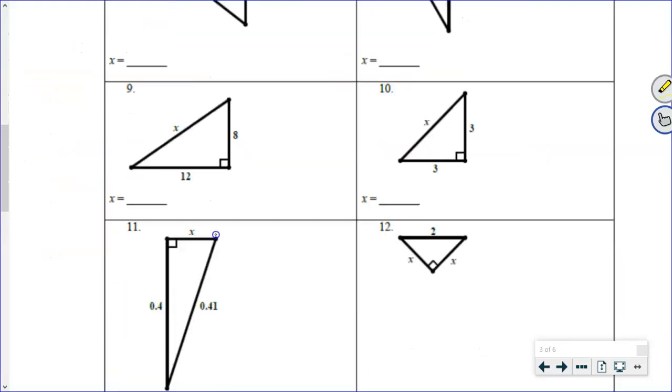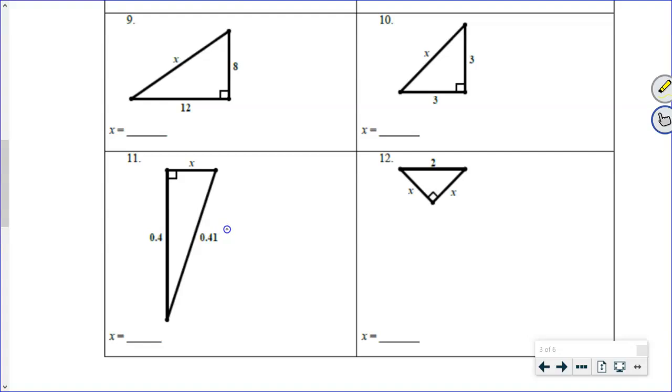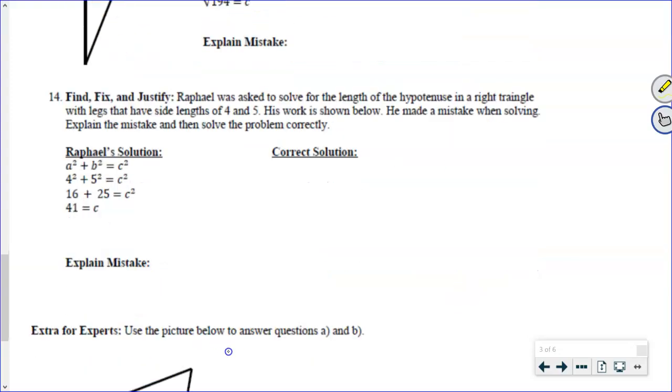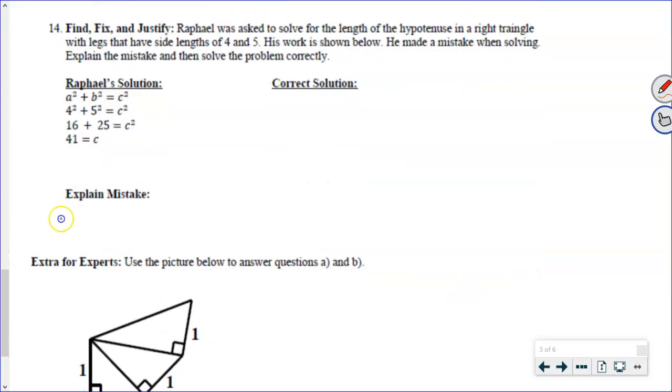Then you have 5 through 12, which are just like what we've done in class. The 13 and 14 are my favorite problems because you're finding mistakes, which, based on Emily finding my mistake in class just barely, I think she's going to be successful with these because, fun fact, that is one of the mistakes that is made. Okay. You guys can find those mistakes. You can skip extra for experts. If you want to do it, you can. I like this problem, but you can skip it.